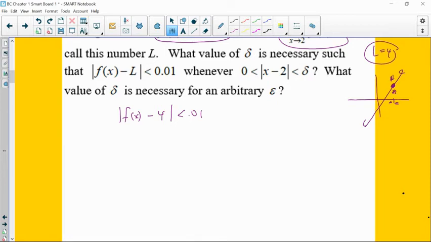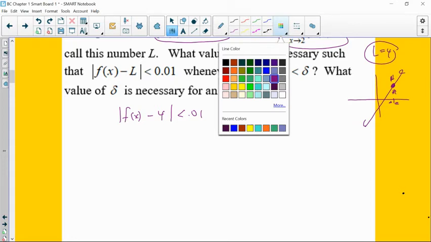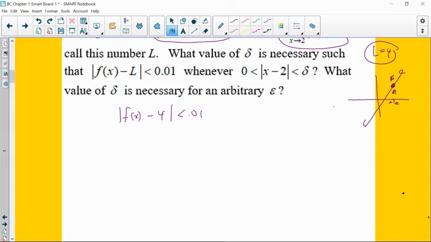You will always be given your epsilon. This right here is a specific epsilon. That's a distance on the y-axis. It will either say I want a specific epsilon or for any generic epsilon, which is kind of our second part. So the distance on the y-axis I want to be away is 1/100th.